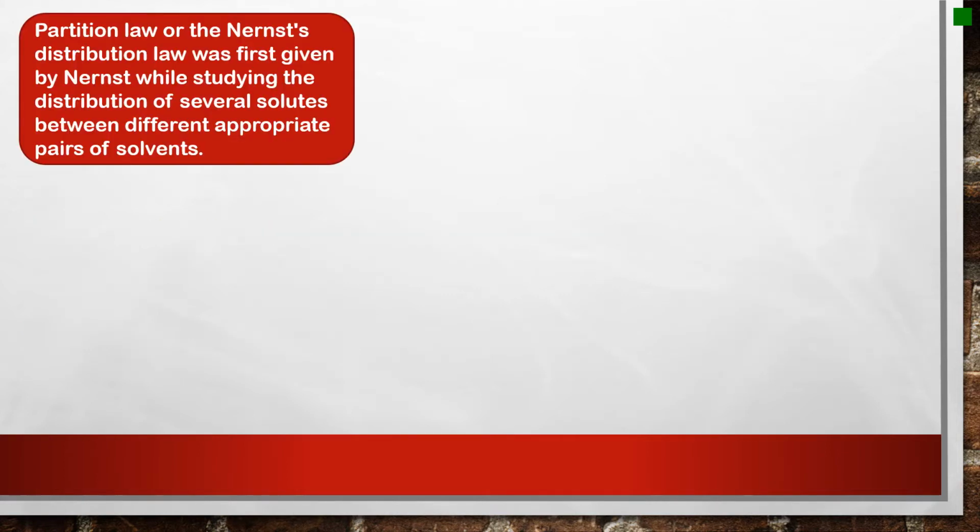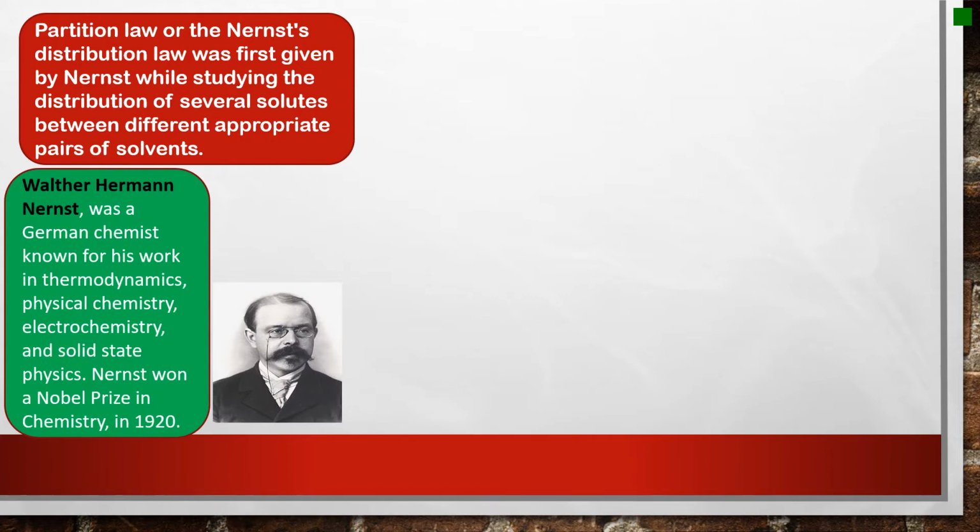It was first given by Nernst while studying the distribution of several solutes between different appropriate pairs of solvents. Walther Hermann Nernst was a German chemist known for his work in thermodynamics, physical chemistry, electrochemistry, and solid-state physics. Nernst won a Nobel Prize in chemistry in 1920.